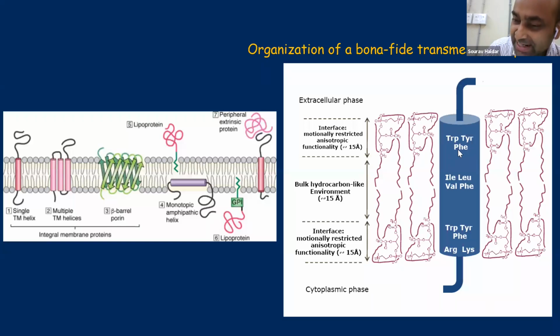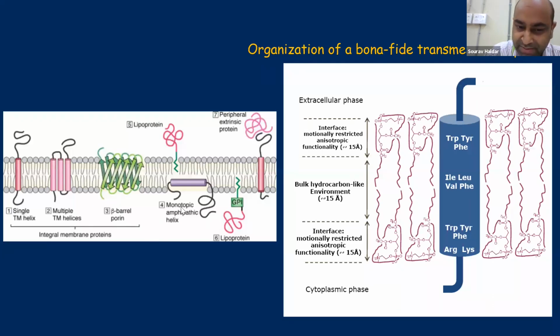And this feature has been found in many membrane proteins. One prominent example of that is the potassium channel. The Shaker potassium channel has a belt of aromatic amino acids at the interfacial region, and these interfacial aromatic residues are very crucial for maintaining the orientation of the membrane protein. Right?